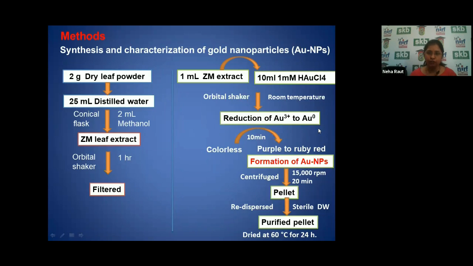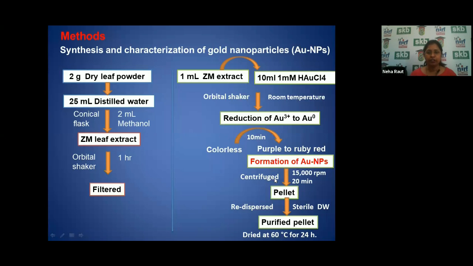And during this transformation, it used to show a change in color. Initially this acid is colorless, and after 10 minutes it turns purple to ruby red. So this is the first indication of formation of gold nanoparticles. It indicates there is a formation of gold nanoparticles, that is the change in the color.